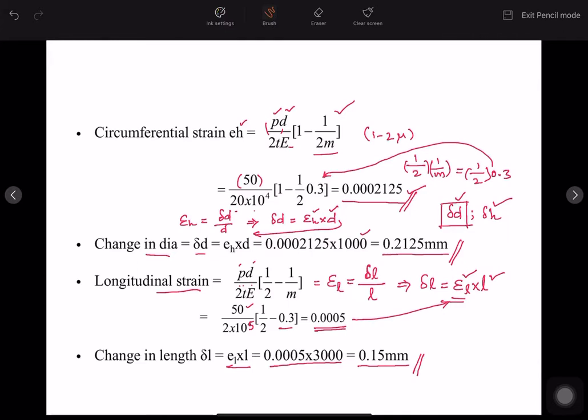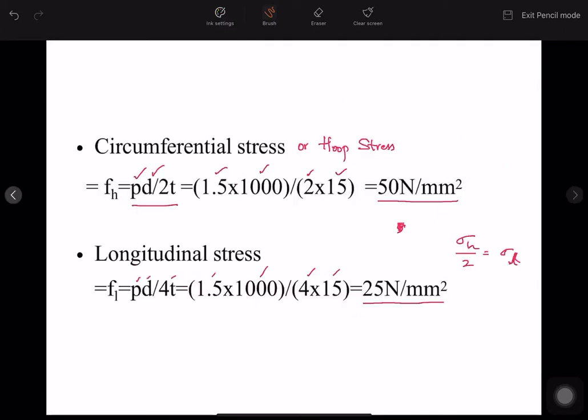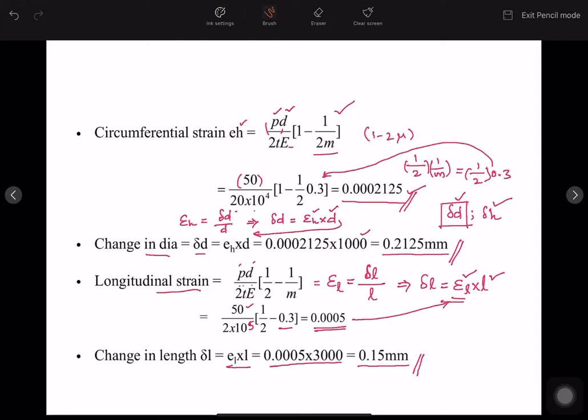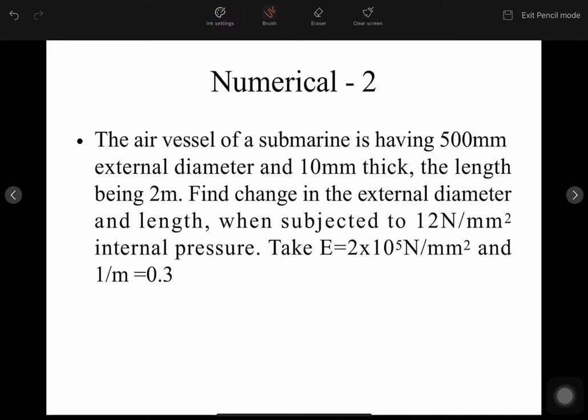So the only key thing is we need to remember these strain equations. And the next thing is we'll solve another numerical of a similar kind.